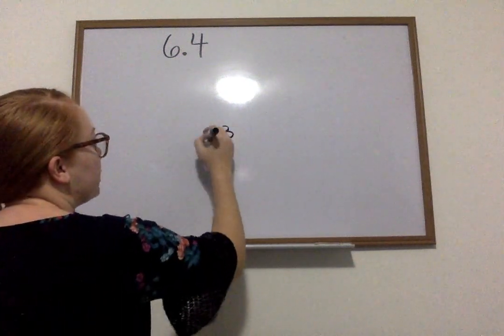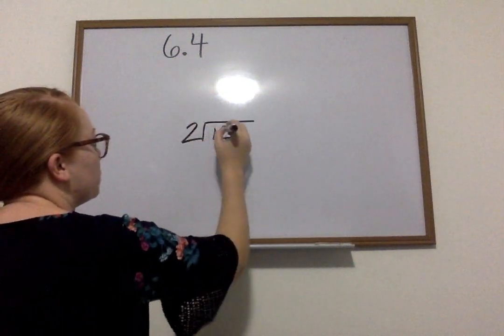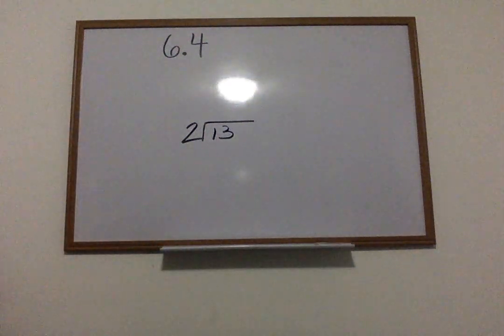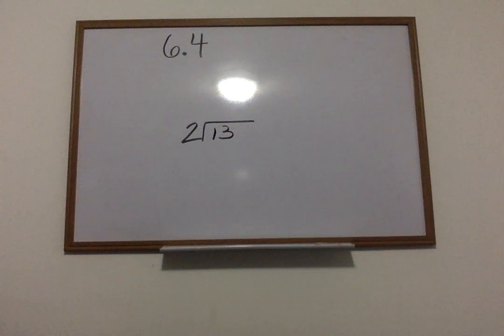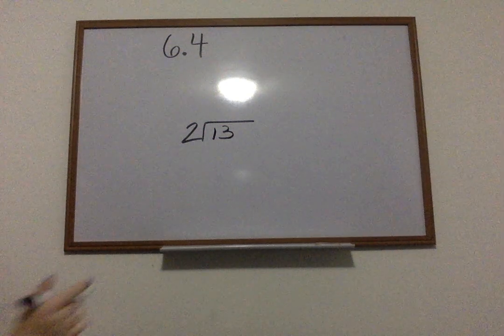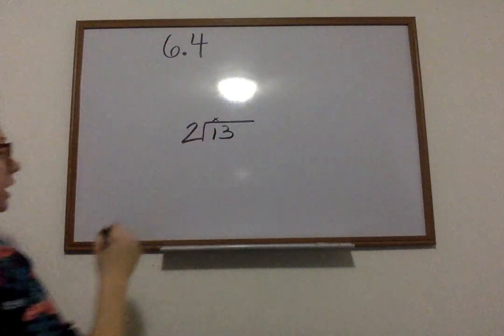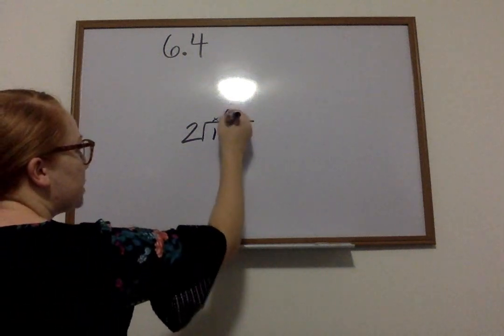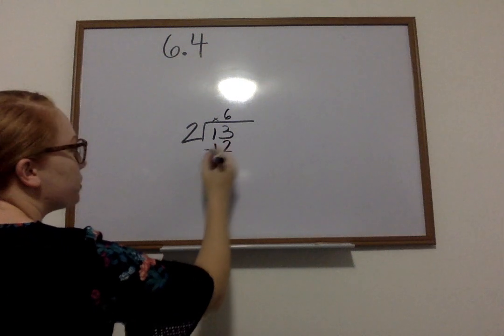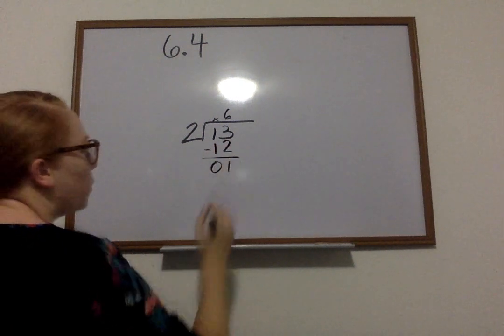What if I had 13 divided by 2? So here's an example where it's a whole number, but it's going to end up being a decimal as we work through it. Can 2 go into 1? Nope. Can 2 go into 13? Well, yeah, of course it can. I know that 2 times 6 would give me 12. Minus it out, I'm left with 1.